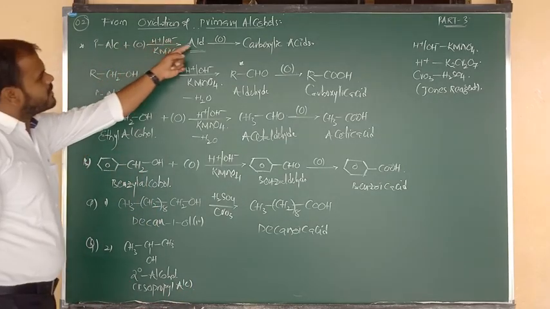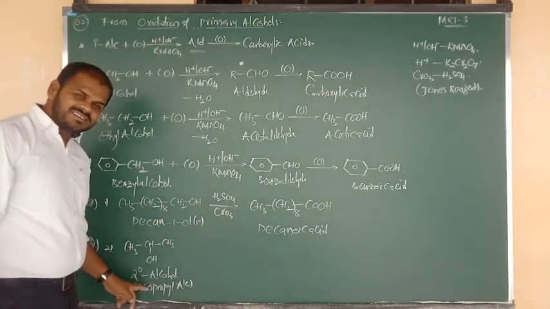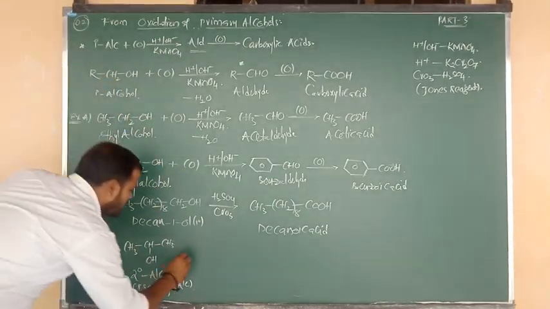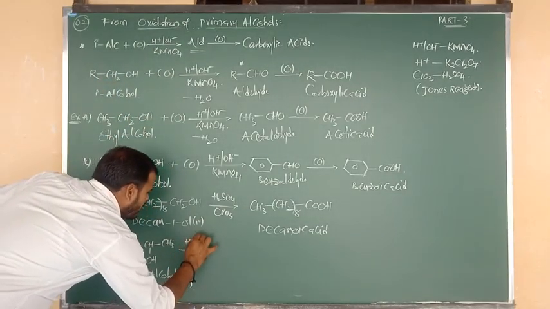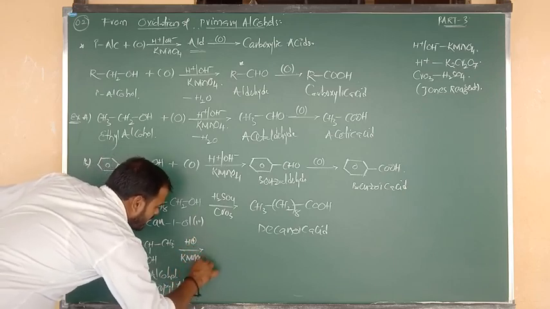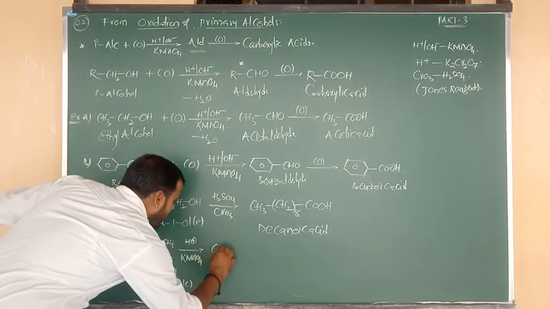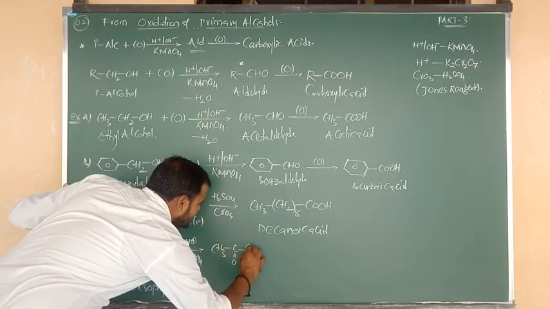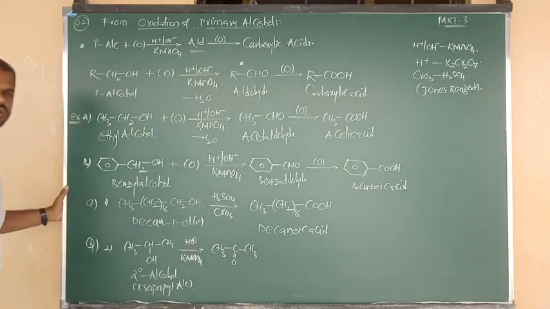Primary alcohols upon oxidation give aldehyde. But this is secondary. Secondary alcohols, with the same reagents you can use, upon an oxidizing agent like acidified KMnO4, change into a product that is nothing but what? Ketone. Primary alcohols upon oxidation give aldehydes. Secondary alcohols upon oxidation give ketone.